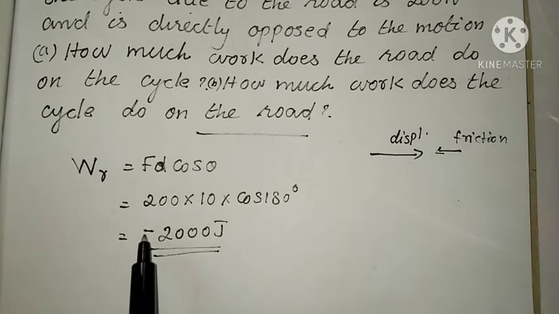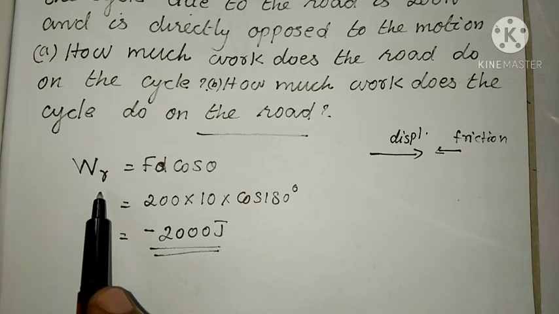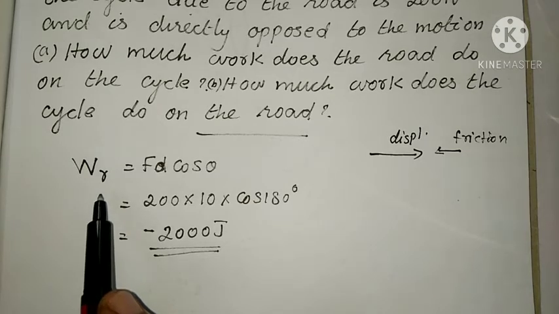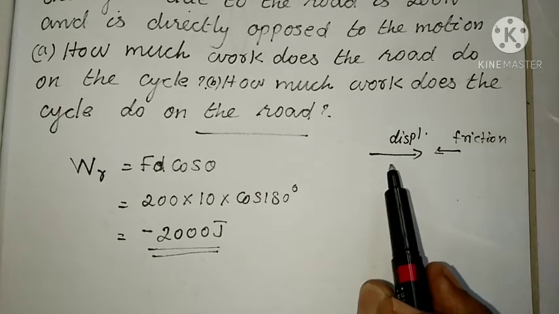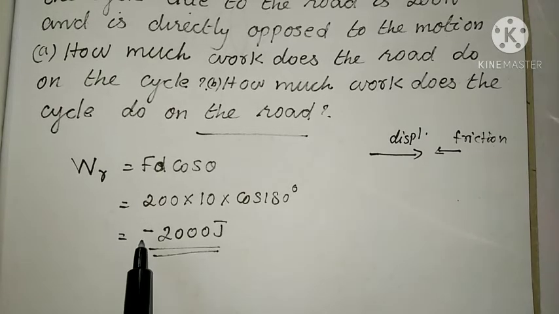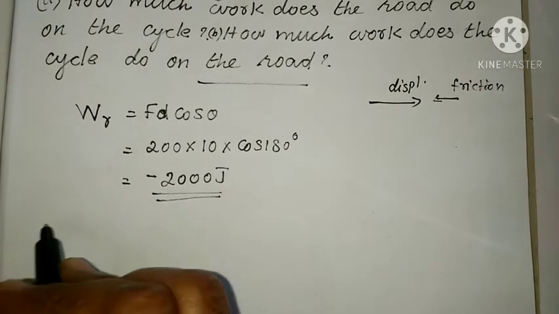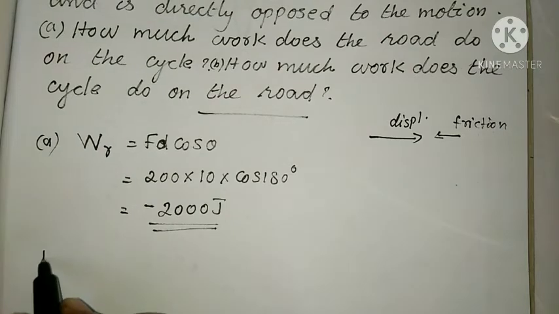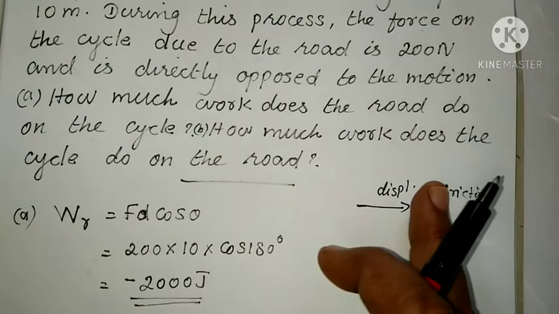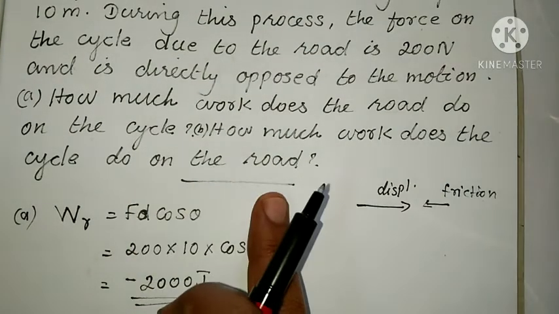So the negative sign represents that this is the work done by the frictional force on the cycle. That is, work is done by the road on the cycle and it is the opposing force. It is the frictional force that is represented by this negative sign. And this is the first part. And what is the second part? Second part: how much work does the cycle do on the road?